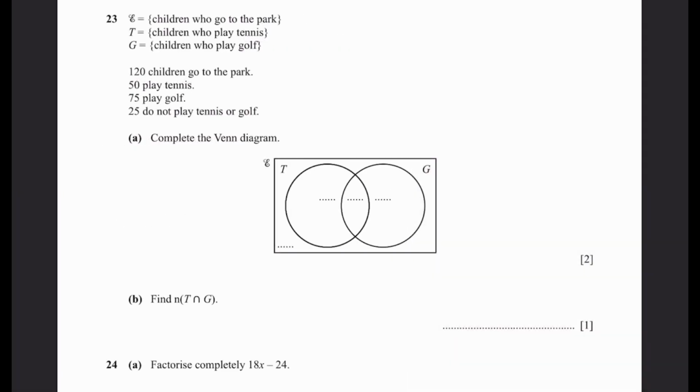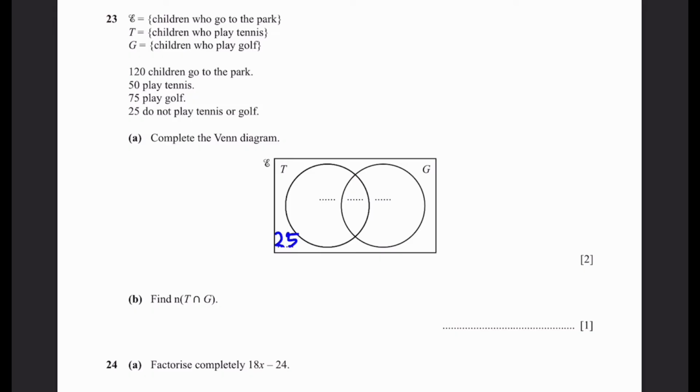The infinite set, or the universal set, is children who go to the park. Set T is children who play tennis. Set G is children who play golf. 120 children go to the park. 50 play tennis, 75 play golf, and 25 play neither of them. Complete the Venn diagram in part A. First, we have a definite value, which is 25 play neither tennis nor golf. So let's just write that down here, 25. Now we need to find out these three values.